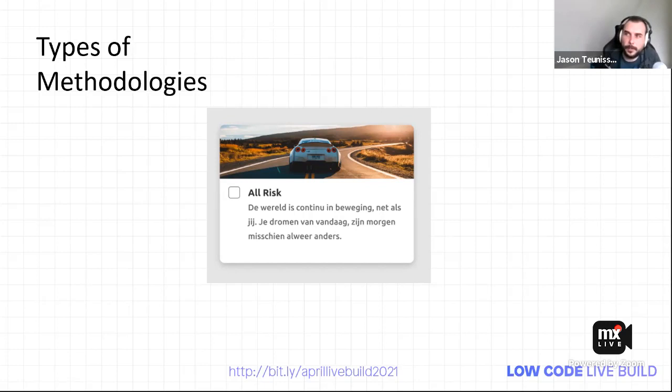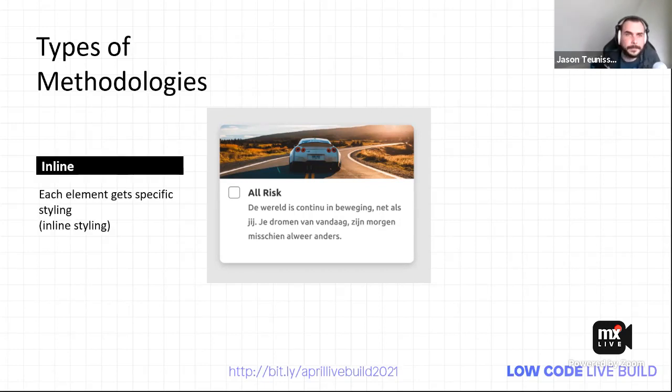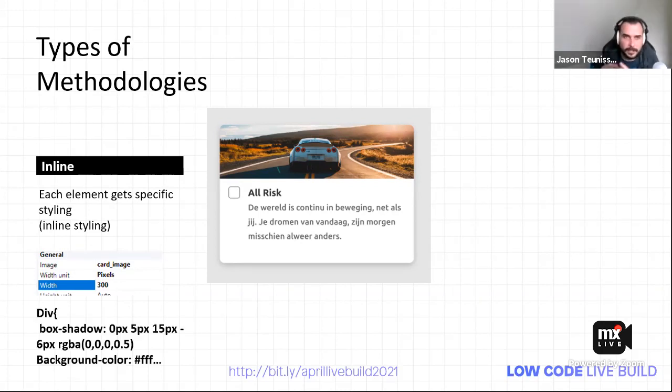So the first one I want to talk about is the inline styling. Maybe you know a bit about this, but the inline styling is that each element gets its specific styling. A very traditional, old school way of styling elements. You can do this quite easily in Mendix. You can say the width is 300 pixels. There are also other ways to do it in Mendix. But what you're actually saying is this element, this div, is getting certain CSS classes attached to it. So that's the inline styling way of doing it.